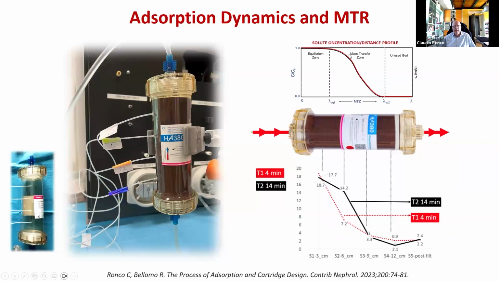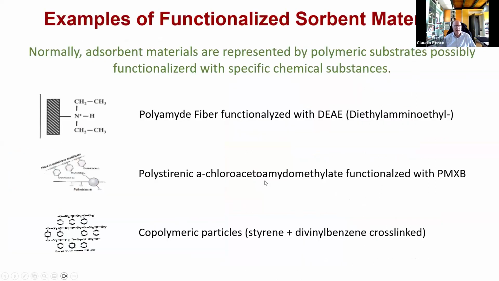More than that, we studied the so-called mass transfer zone that I just explained with a specific prototype designed by us with areas for specific sampling that allow us to study concentration along the length of the cartridge. And the experimental mass transfer zone displayed a very, very short distance, showing that the maximum utilization of the sorbent inside the cartridge is achieved. We have examples of functionalized sorbents, for example, polystyrenic fibers with PMX or cross-linked or DIA.